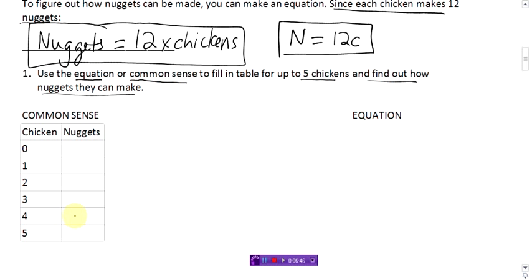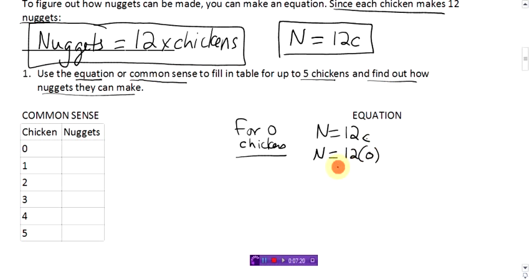If you didn't want to use common sense and you wanted to use the equation, let's use the equation. N equals 12c. One by one, we're going to put these inputs into this input-output machine, and see how many nuggets we get out. So for 0 chickens, we would sub 0 in for the c. N equals 12 times 0. 12 times 0 obviously is 0. So for 0 chickens, we would get n equals 0 nuggets.